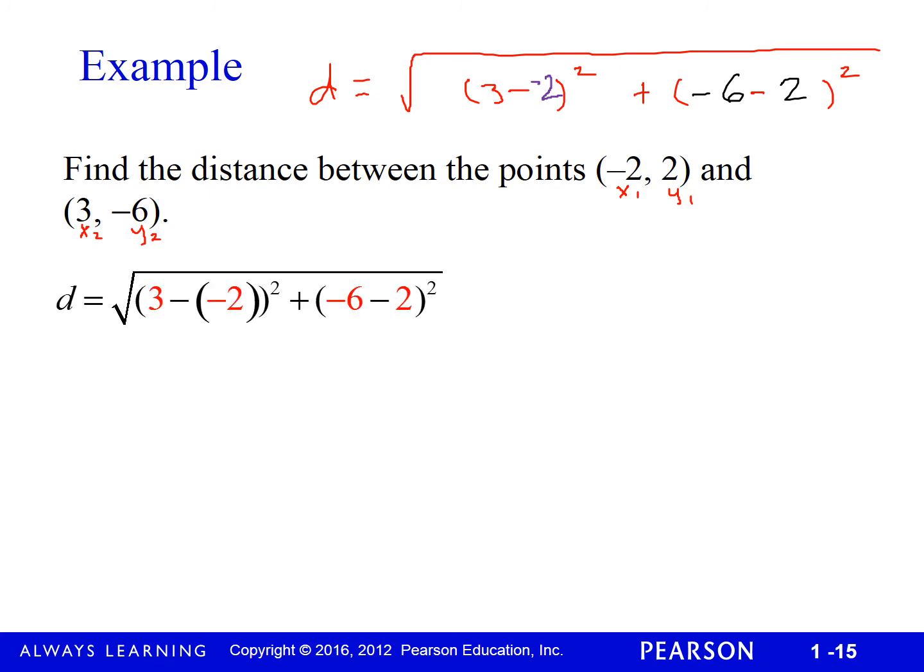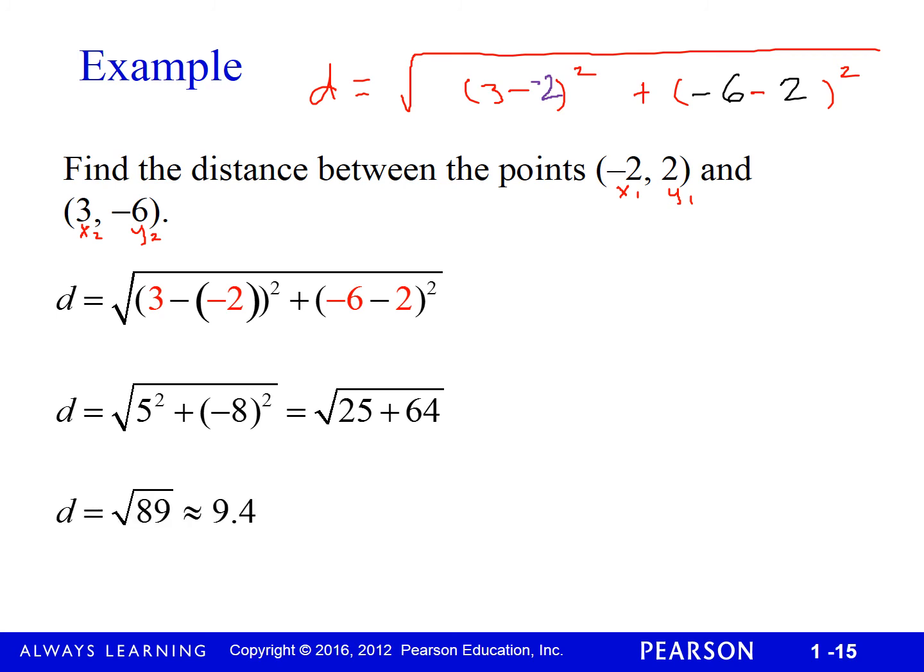So it's going to be the square root of the sum of the squares of 5 and negative 8, respectively. And so we're adding 25 and 64. The square of a negative is a positive, right? Negative 8 times negative 8 is positive 64. We're adding those to get 89, and then take a square root, and you've got your distance.